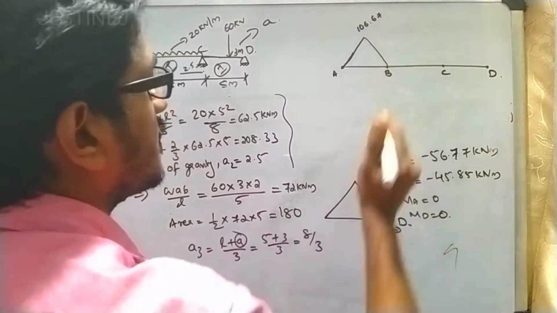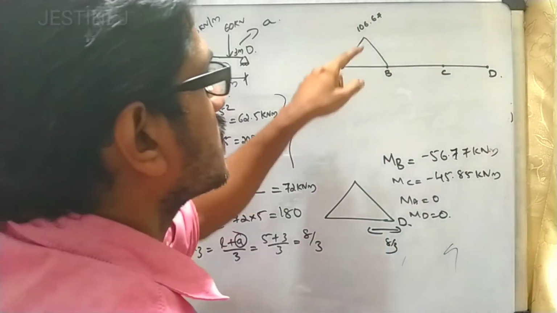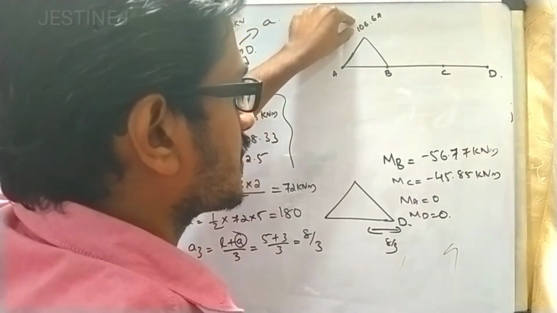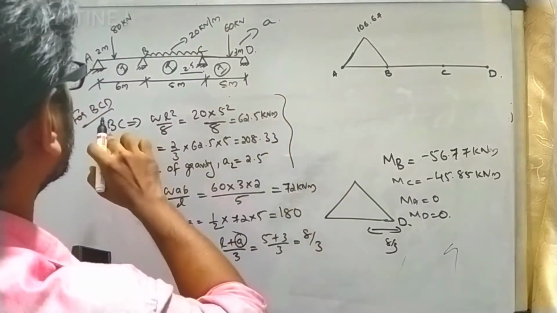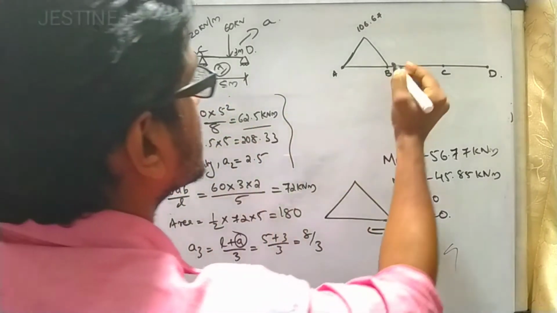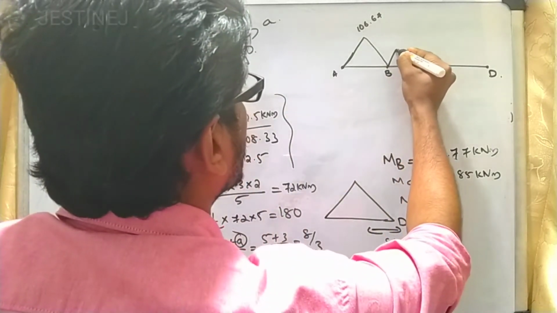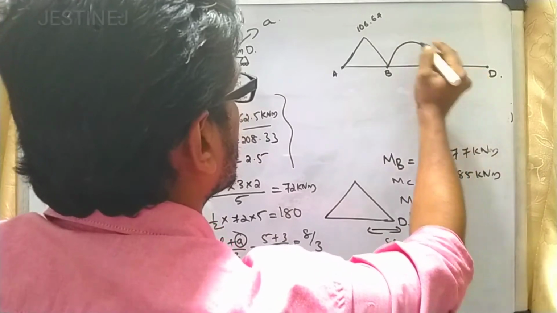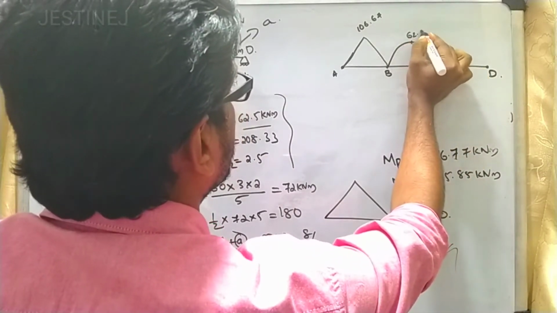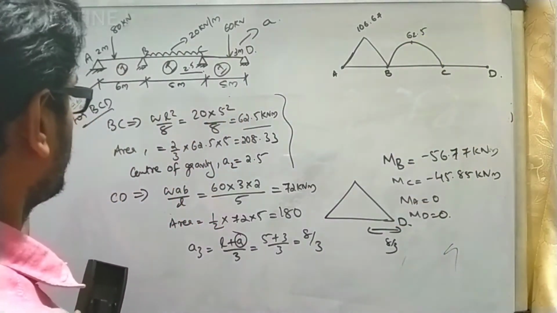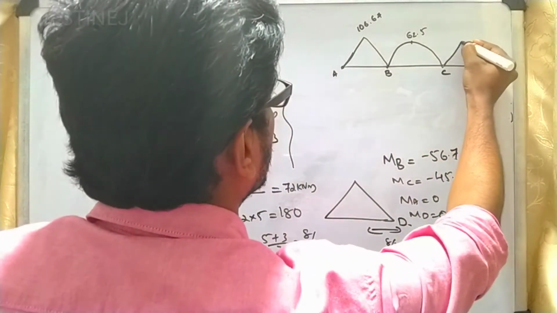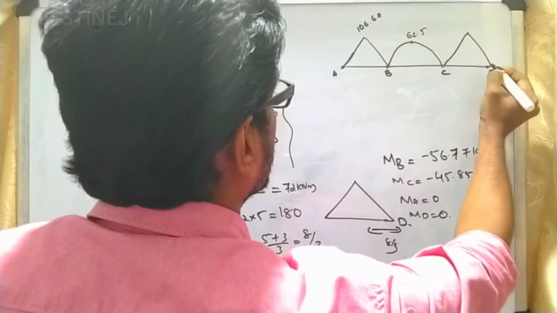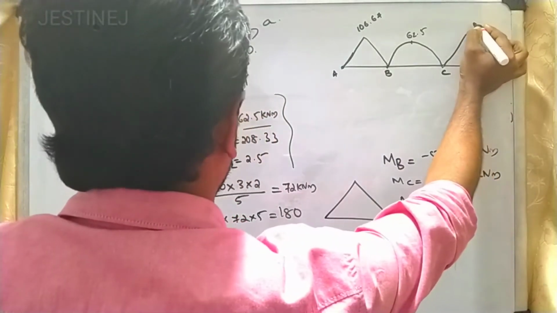While drawing the bending moment diagram, you have to mark the values also. Each value you have to mark. Then for the BC portion, the value is going to be 62.5 kilonewton meter, and it is a parabola. Then the CD portion, it is going to be 72, and it is also a triangle. Okay, it is going to be 72.